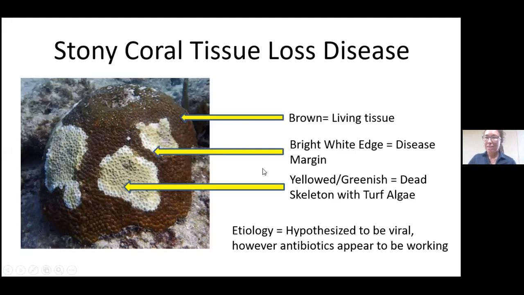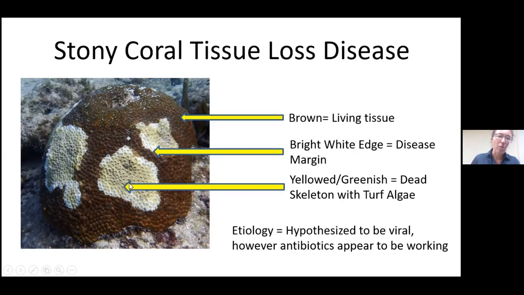And I believe you saw this slide yesterday, but just identifying stony coral tissue loss disease on a colony that's actively fighting this infection. You can see this arrow on the brown tissue. This is living part of the coral colony that is visibly unaffected as of when this photo was taken. The middle arrow is pointing to the bright white edge, stark white, bare skeleton. This is what we call the disease margin, where the disease is interacting with the live tissue and killing it off pretty rapidly, so rapidly that it's leaving behind just a bare white skeleton.